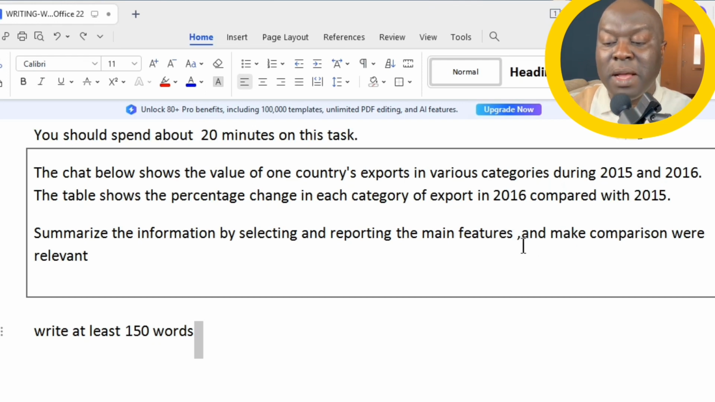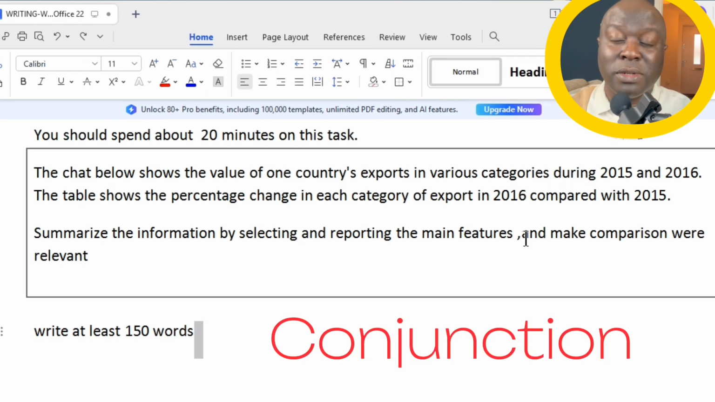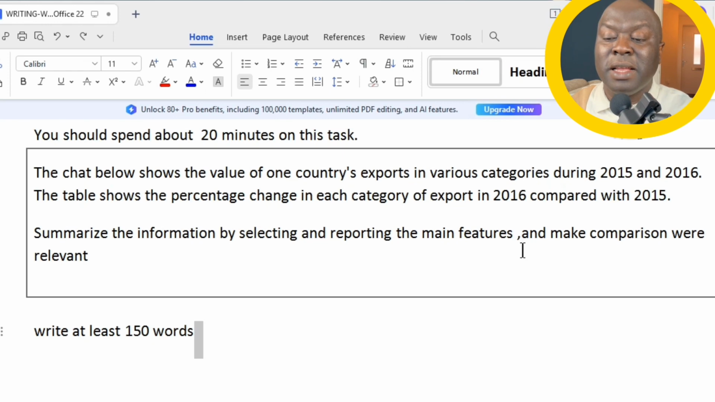And there's a comma. Just note the comma. That comma means that there's a conjunction. This comma means that we have two ideas that are being brought together, and it means that you are going to answer this question. The first one says, summarize the information by selecting and reporting the main features. What this one is trying to tell you is you deal with introduction and overview. We'll still come to the overview. So let's deal with this first part of the question first.